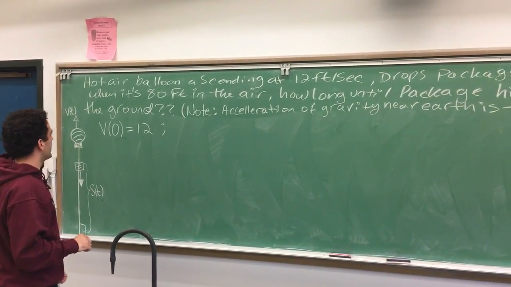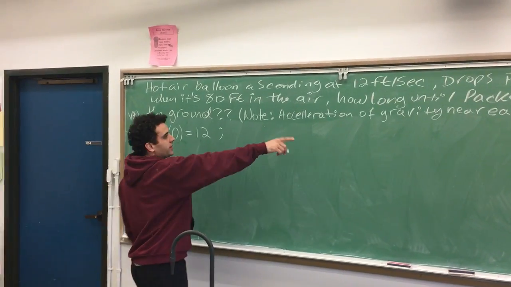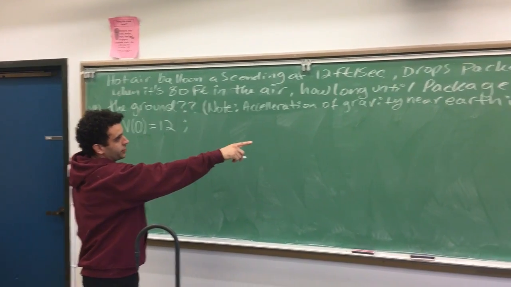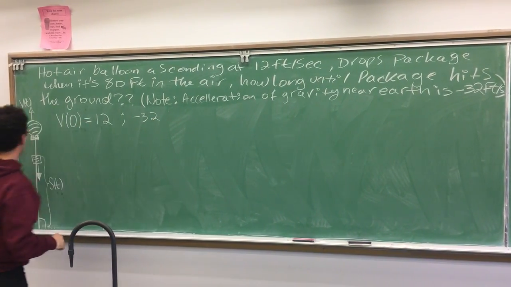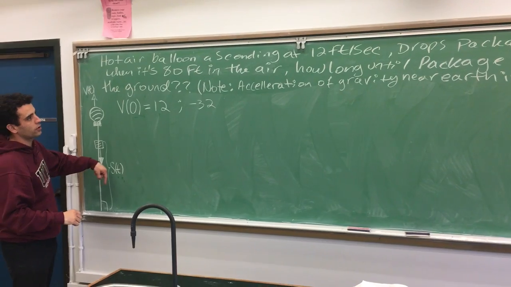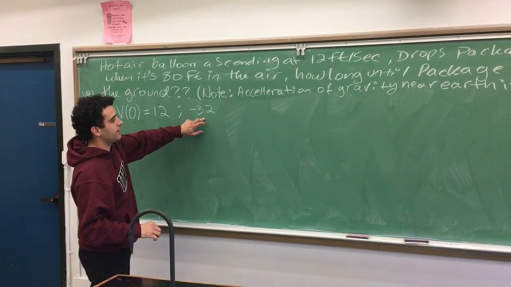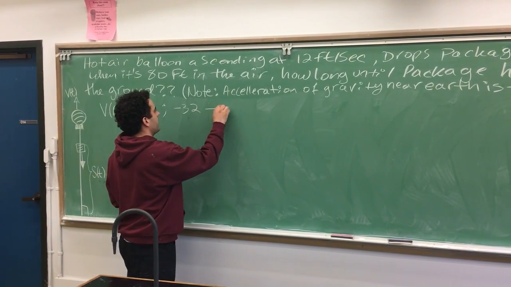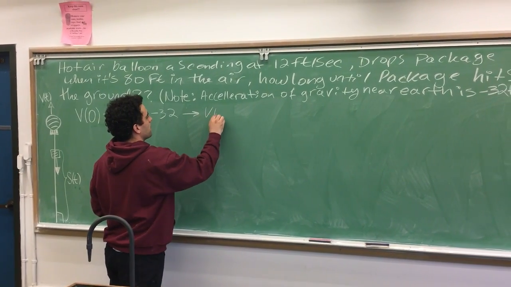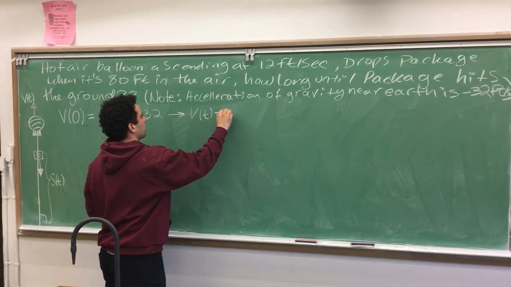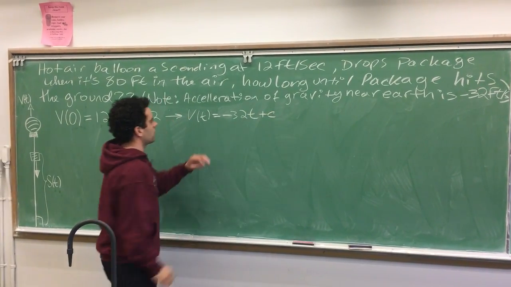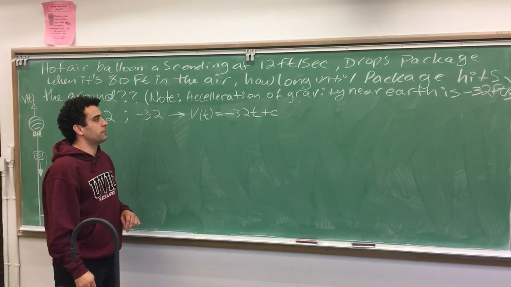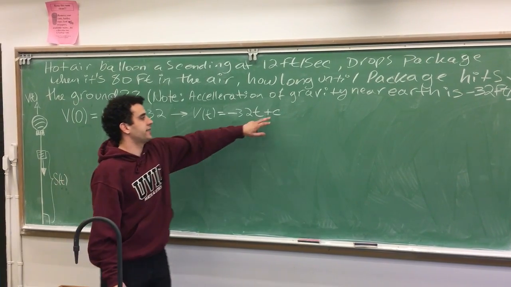Now, I know that the acceleration is minus 32. So this is how fast the package is being pulled down towards Earth. If I integrate this, I get minus 32t plus c. Now how do I get this c?